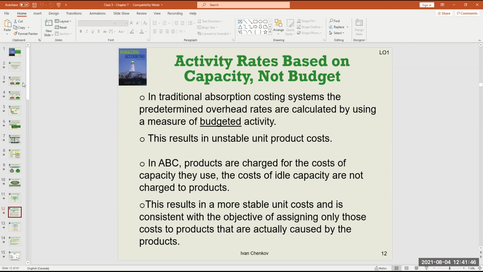In activity-based costing, products are charged only for the cost of the capacity they're using. The cost for the idle capacity is not charged to the product. These results are more stable and produce a stable unit cost, which is consistent with the objective of assigning only those costs to the product that are actually caused by the product. An example for you will be, listen to this.